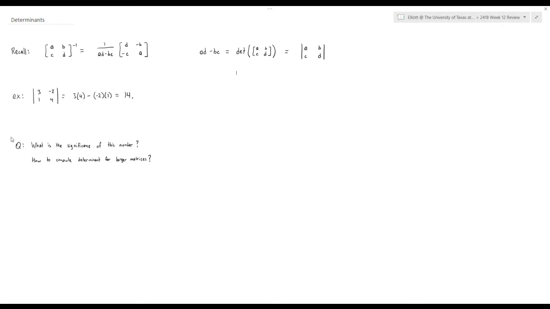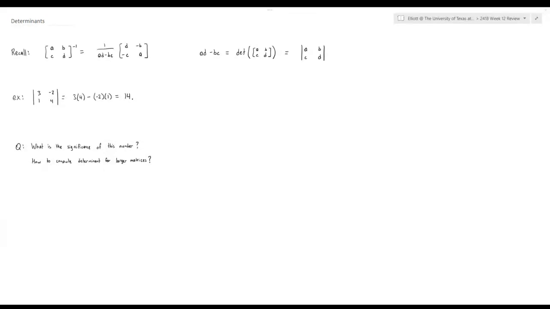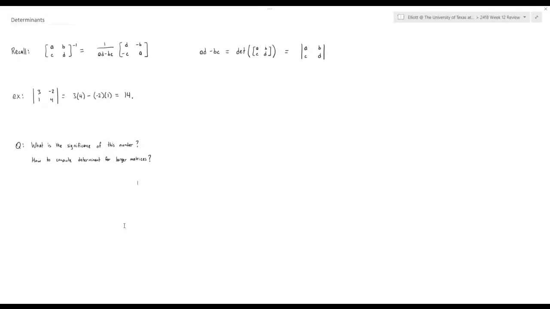Today I'm going to be talking about the significance of this number that we get when we compute the determinant. We're also going to learn how to compute the determinant of larger matrices as well. Let me start by talking a little bit about the significance of the determinant. What does that number actually represent, or what does it calculate?